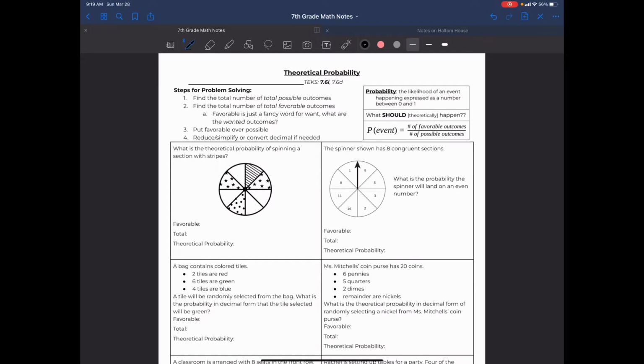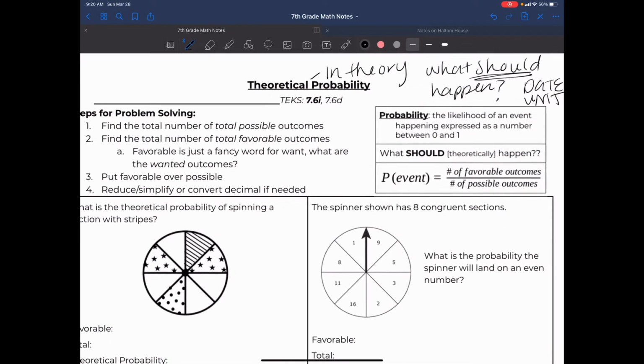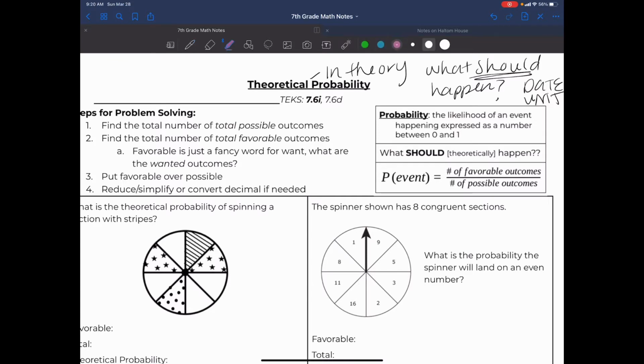Now, theoretical probability answers pretty much the question, in theory, what should happen? And of course, I just covered the spot where you're supposed to put your date and the unit number, so that way we can keep our stuff organized. But we're just asking in theory. This is the situation, this is the event, right? Because we have the probability of the event, and we're going to go through several different events. Events can be rolling a die, or tossing a coin, or spinning a spinner. Those are our events. Those are our situations.